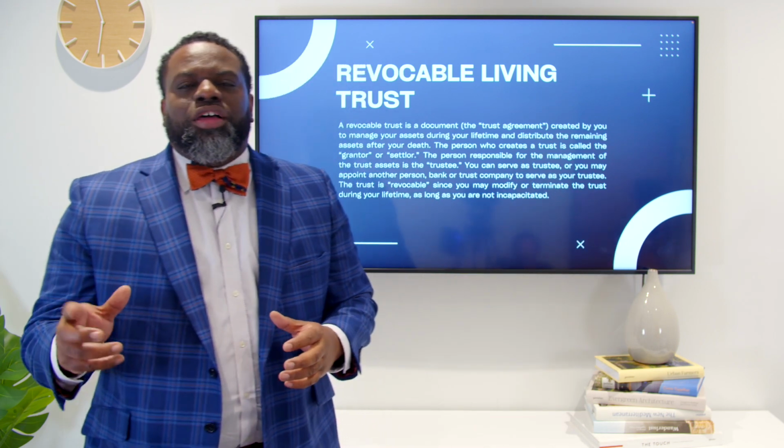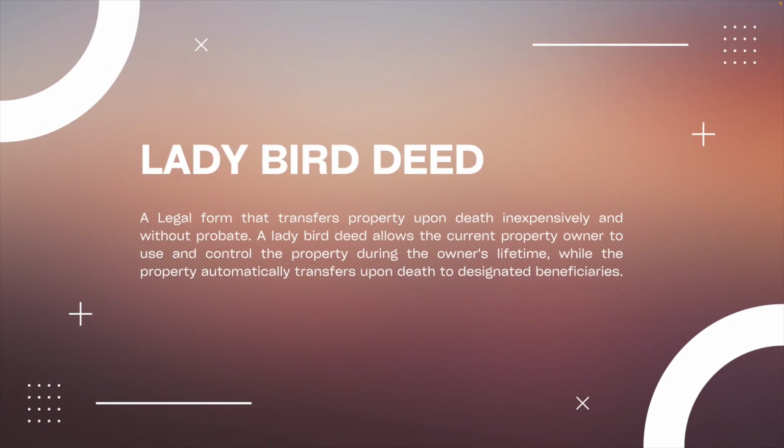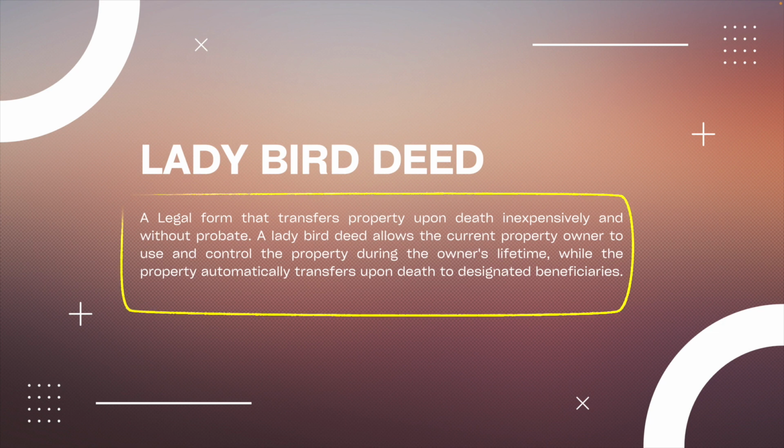Now, there's one other special item that I want to talk to you about. Another way that you can avoid probate is called a ladybird deed, or a life estate enhancement deed. What is a ladybird deed? A ladybird deed is a legal form that transfers property upon death inexpensively and without probate. A ladybird deed allows the current property owner to use and control the property during the owner's lifetime, while the property automatically transfers upon death to the designated beneficiaries.